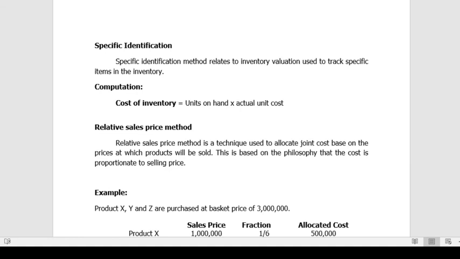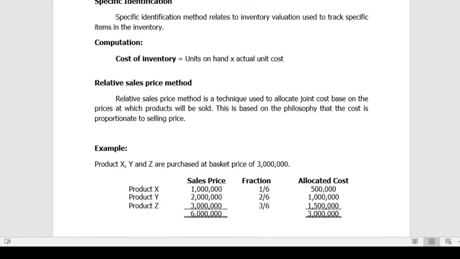Next, specific identification. This is one method which relates inventory valuation used to track specific items in inventory. So, simple lang under specific identification. Normally, itong mga specific identification na to yung mga few and large items. Halimbawa, malalaking items, machineries, ganyan. Madali lang i-bilangin, mag-conduct ng inventory count. So, kung magkano yung units on hand and the actual unit cost, yun lang ang i-reflect mo under the cost of inventory. So, ayun yung isang way, specific identification.